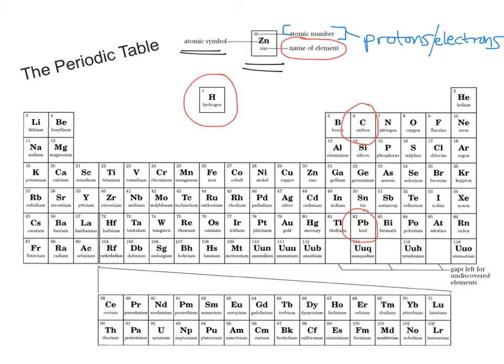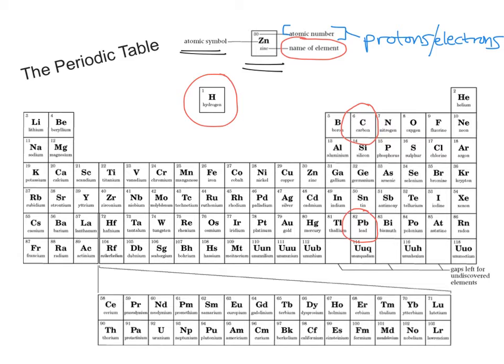Now the periodic table, as I said, is laid out so that elements with similar properties are together and they actually form columns. So these vertical columns, they're called groups, and we sometimes use Roman numerals to number or name them. So if you see a periodic table with Roman numerals above, then that's referring to these vertical columns or groups. And all of the elements in a group have the same number of electrons in their outer shell.